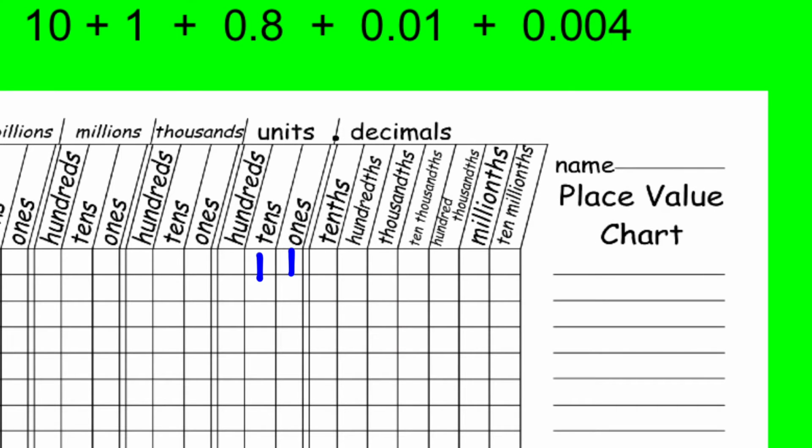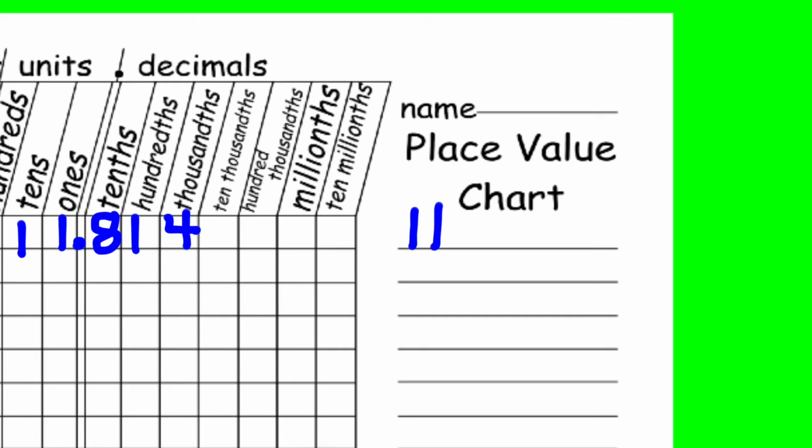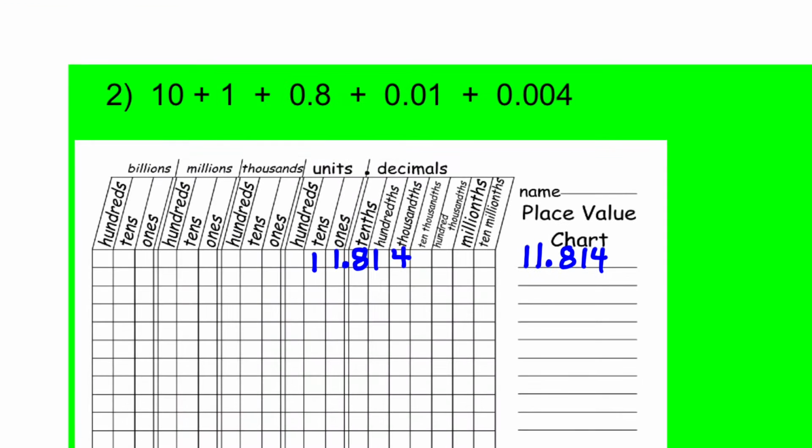Now I'll look at my first decimal spot. My first decimal spot, I have an 8. My second decimal spot, I have a 1. My third decimal spot, I have a 4. Oh, and I forgot to put my decimal, which goes right here. So we would say that's 11 and 814 thousandths. 11 and 814 thousandths. Let's look at another one.